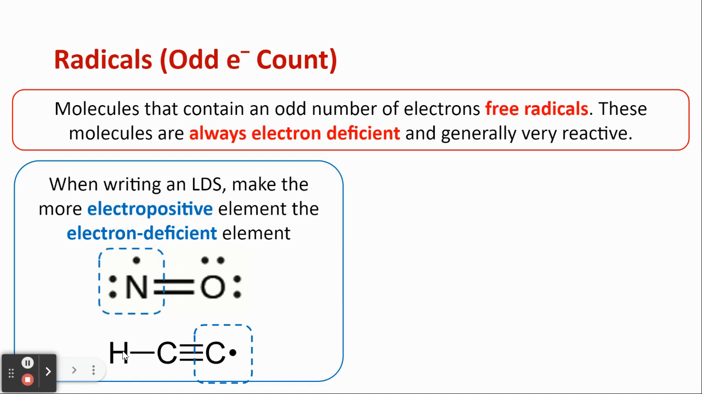So if we have C2H, we would have the same kind of structure where we've got an odd number of electrons, and that odd number of electrons would be on our carbon.